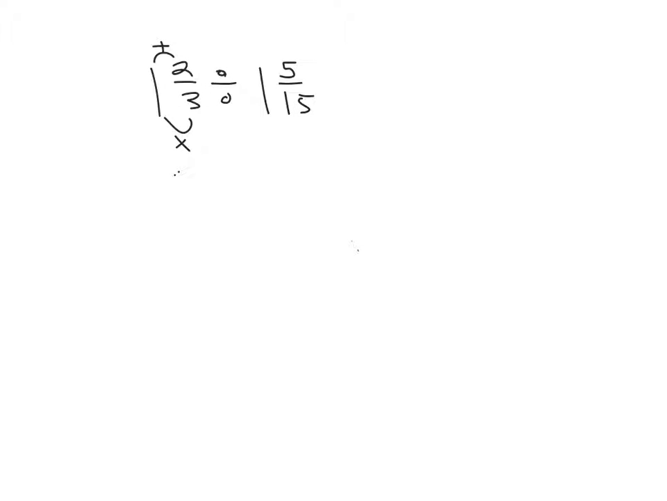So we're going to have 1 times 3 is 3, plus 2 is 5. The denominator stays the same. I'm going to multiply the bottom, add the top. 1 times 15 is 15, plus 5 is 20. Keep the bottom the same.